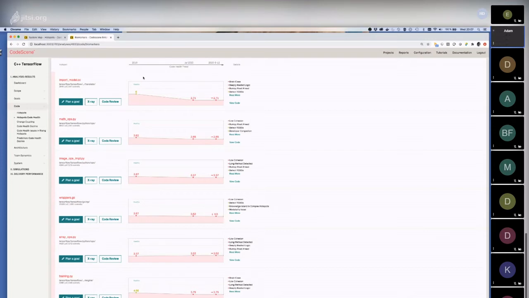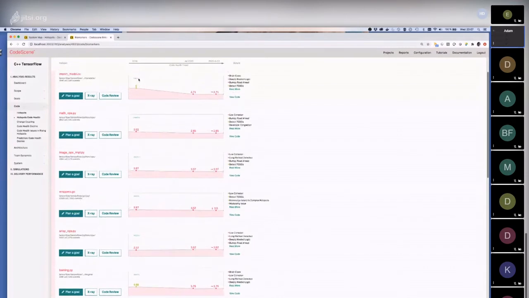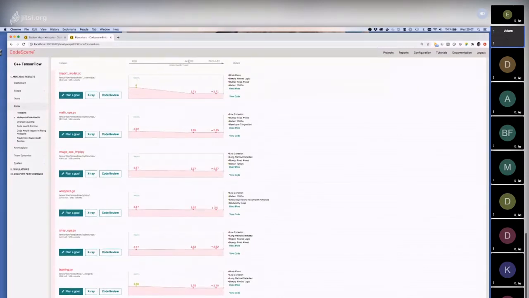But like I said, I'm not concerned with absolute numbers. I'm more interested in the trends. Is the code getting better or worse? And we can see here that over the past year, something dramatic has happened. Import model went from a code health of 6 down to 2.7, and it seems to have stayed on that lower level. The reason I focus on trends over absolute values is because trends are actionable.